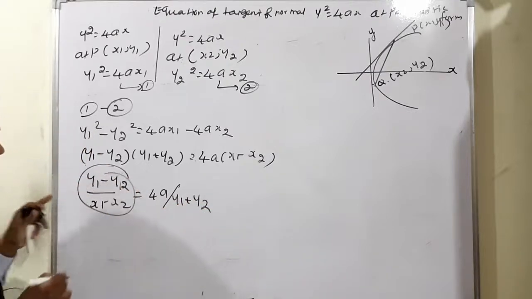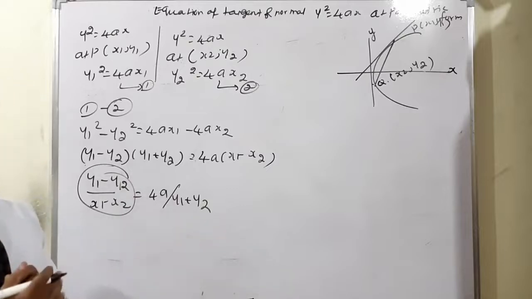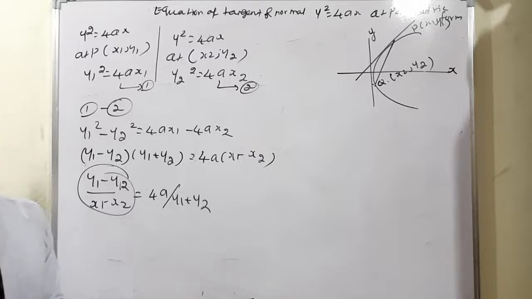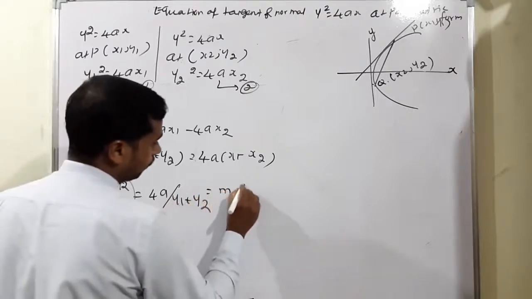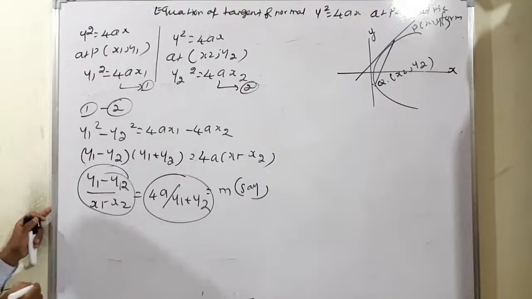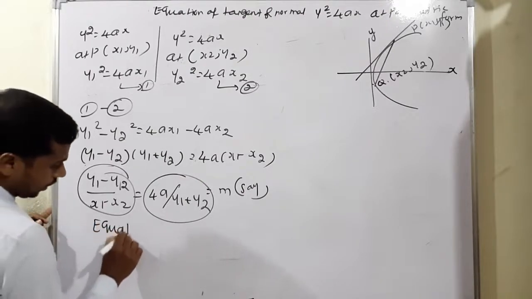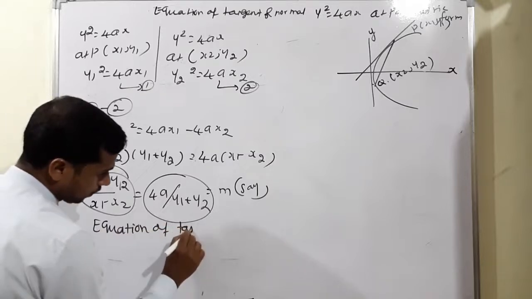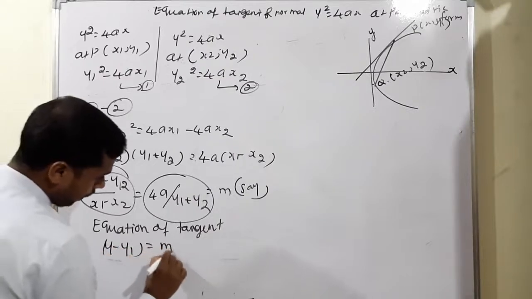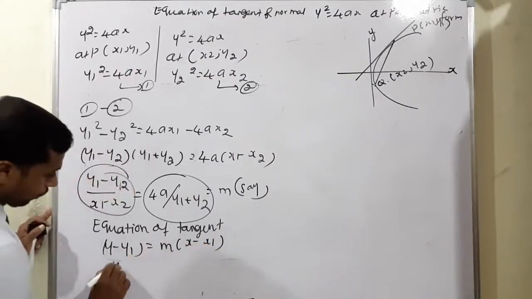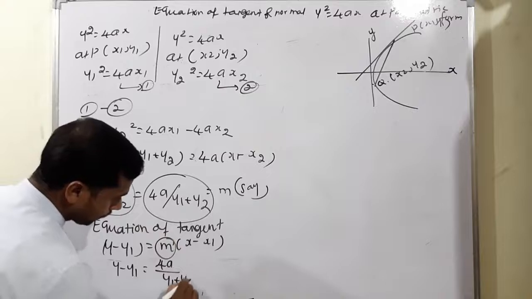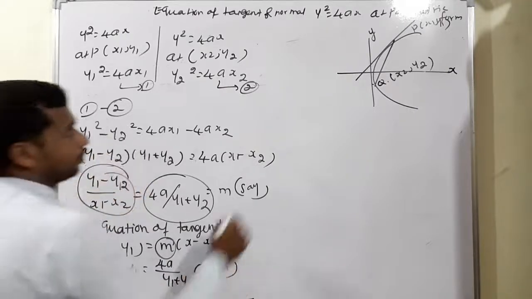This is the slope, isn't it? We already learned from 10th standard that y2 minus y1 divided by x2 minus x1, or y1 minus y2 divided by x1 minus x2, is the slope, considered as m. Therefore m is equal to 4a divided by y1 plus y2. The first condition, equation of tangent: y minus y1 is equal to m into x minus x1. Therefore y minus y1 is equal to 4a divided by y1 plus y2 into x minus x1.